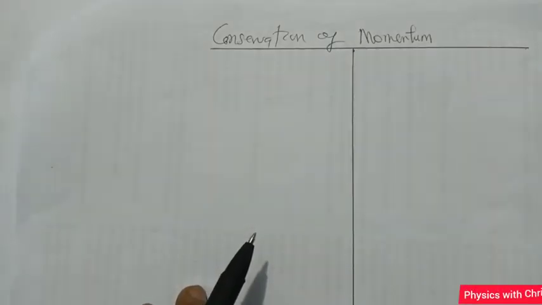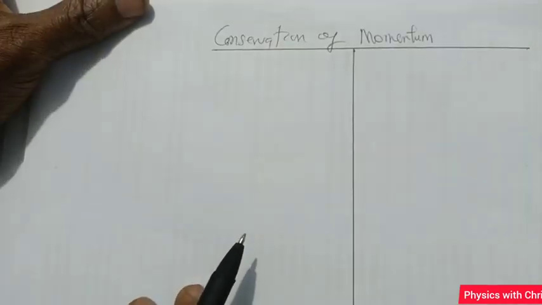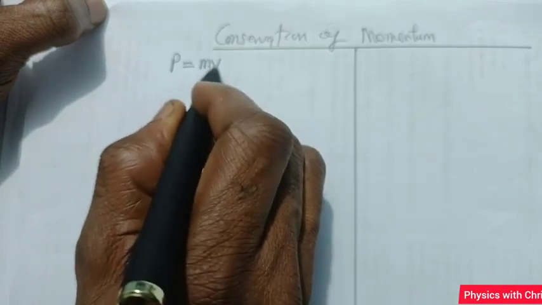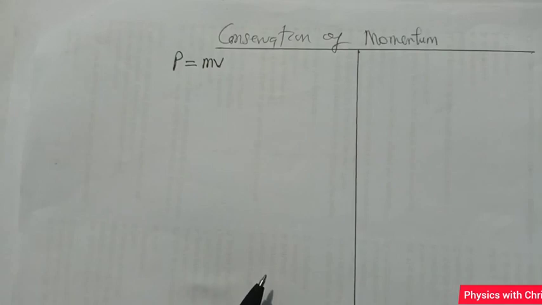Now we look at this topic, the conservation of momentum. Momentum has been defined as the product of the mass of a body and its velocity. Momentum is the mass of a body in motion. Sometimes they call it the amount of motion.